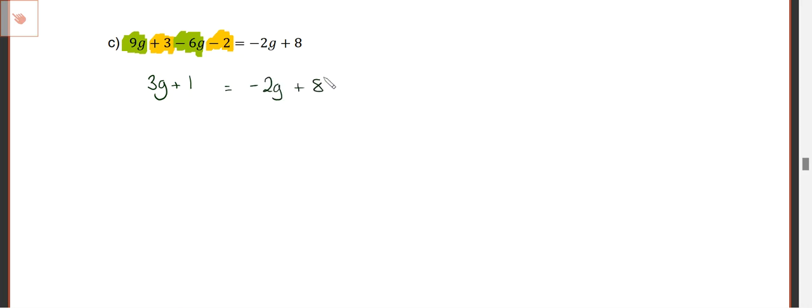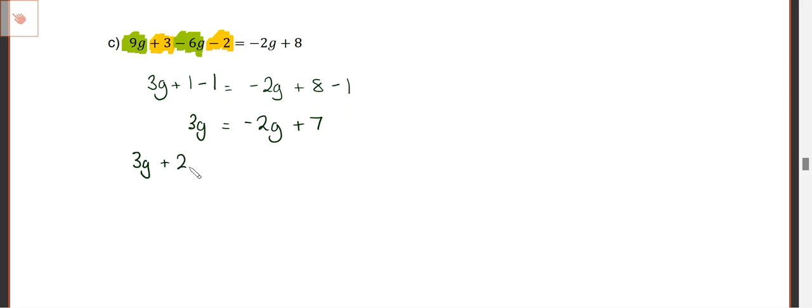Okay. So now it's a bit harder to think of negative g's on a balance scale. So we just have to think about the same method. So what would you do? Should we subtract the 1 first? Get that out of the way? Okay. That leaves me with 3g's equals negative 2g's plus 7. Now we've got to deal with the negative 2g's. How do we deal with that?